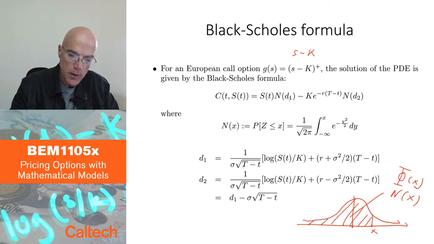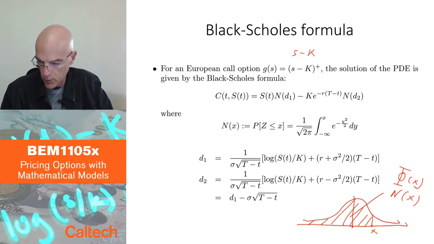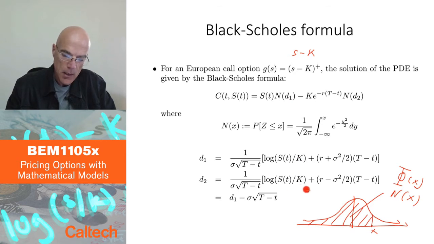And at which points is it evaluated? It's evaluated at points d1 and d2, and d1 and d2 have formulas which are written down here. I don't want to go too much into this, except that everything is determined if you know volatility, sigma, time to maturity, capital T minus small t is the time left to maturity. Everywhere its time is in fact time to maturity. Strike price, current stock price, and then interest rate, and again volatility.